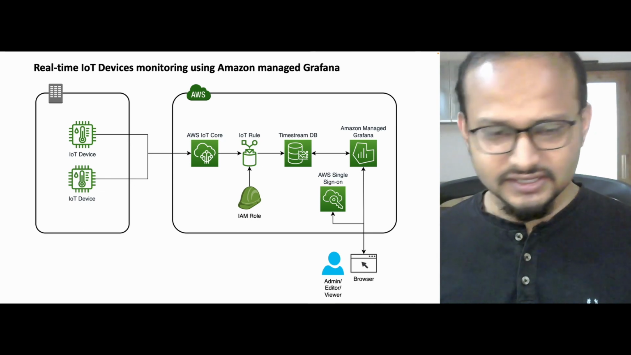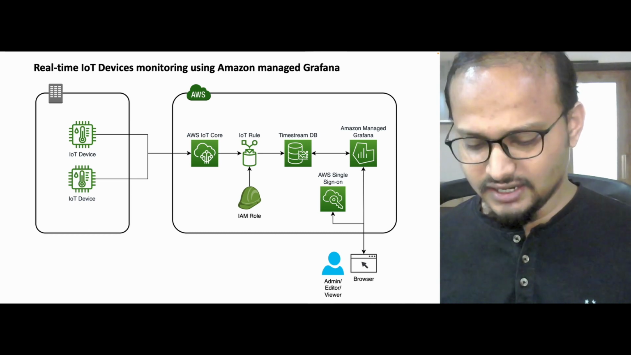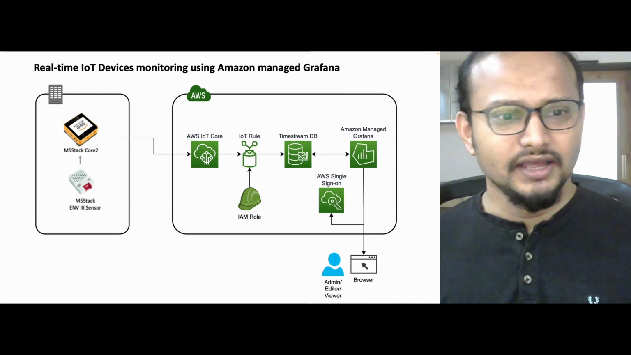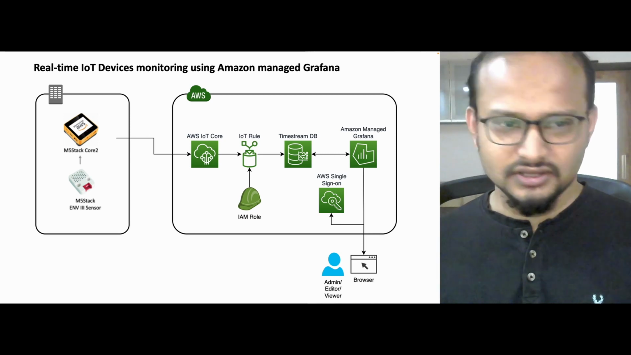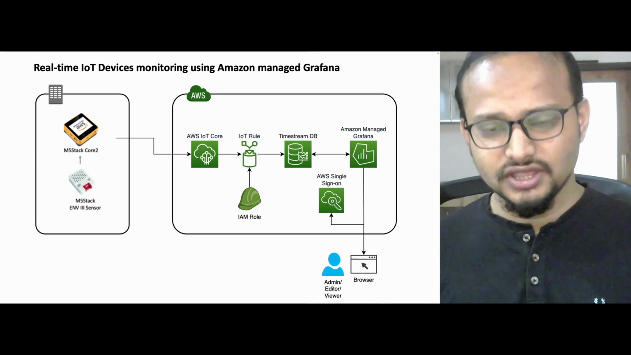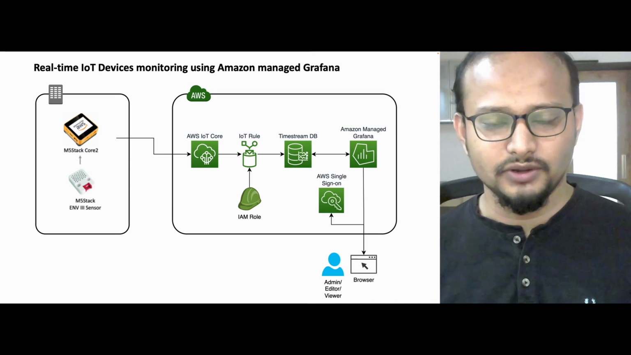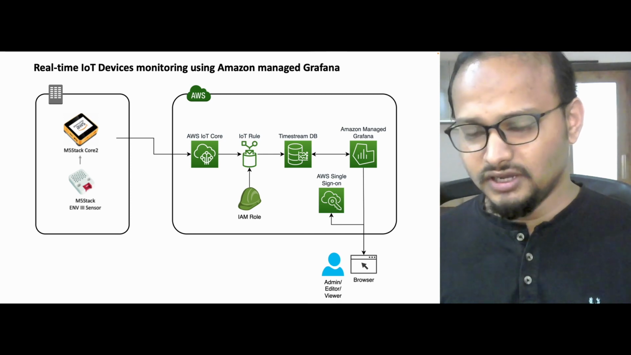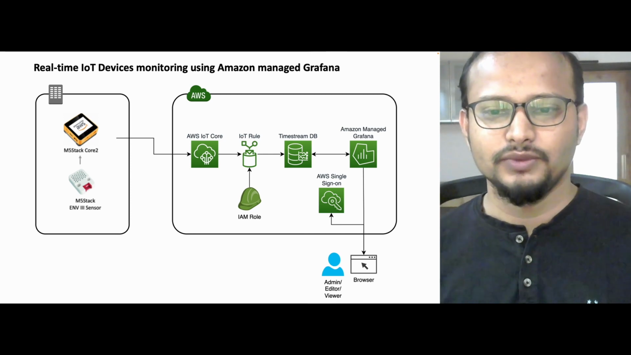For IoT devices, one change in this architecture, or what I do for an IoT device, is that I have an M5Stack Core2. That's by the M5Stack company. So we can use that to generate data and then send it to IoT Core. This is what we will be discussing in this video.